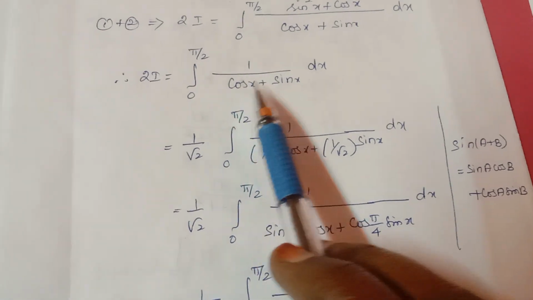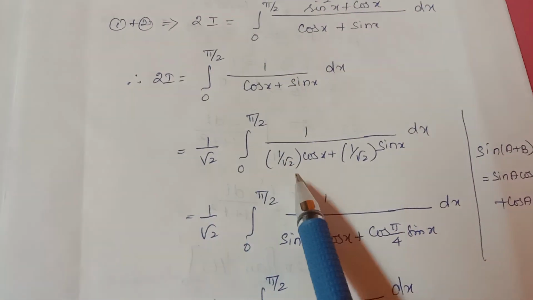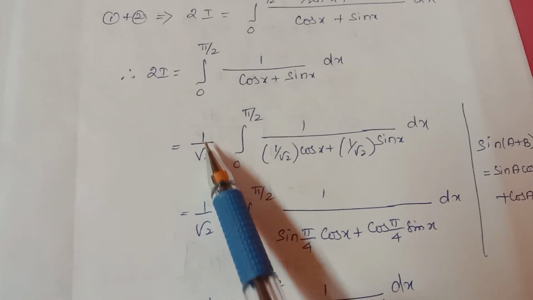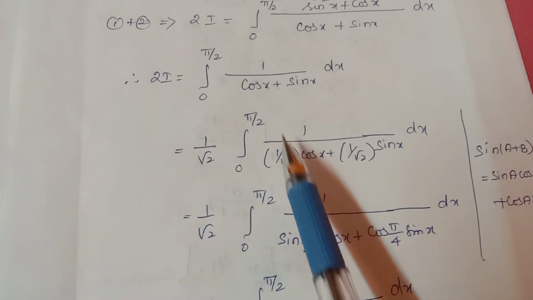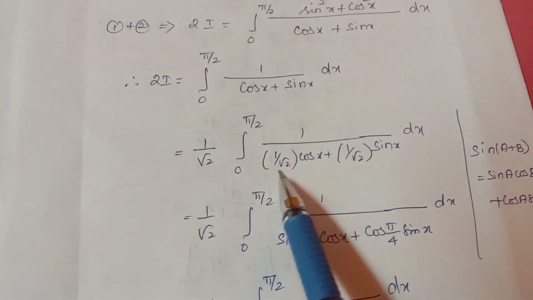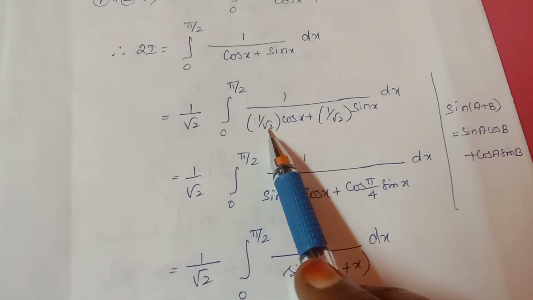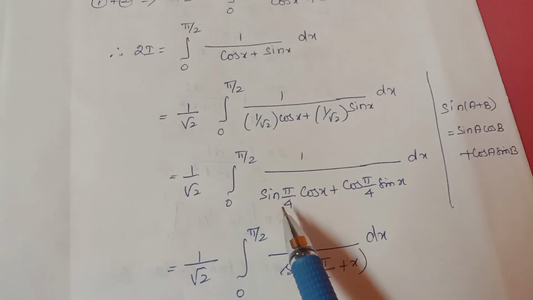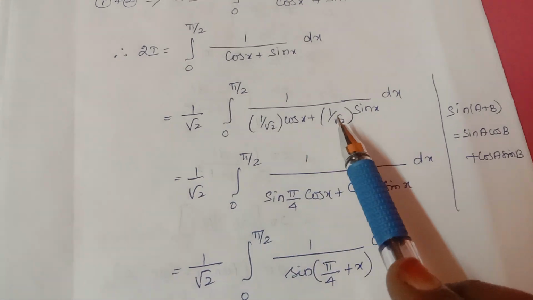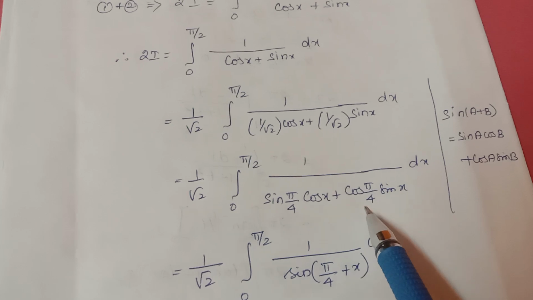Here this is cos and this is sin. I am multiplying and dividing by 1 by root 2. So multiply by 1 by root 2 and divide by 1 by root 2. So it will come here: 1 by root 2 cos x plus 1 by root 2 sin x. Instead of this 1 by root 2, I am going to write it as sin pi by 4. And instead of this 1 by root 2, I am writing it as cos pi by 4.